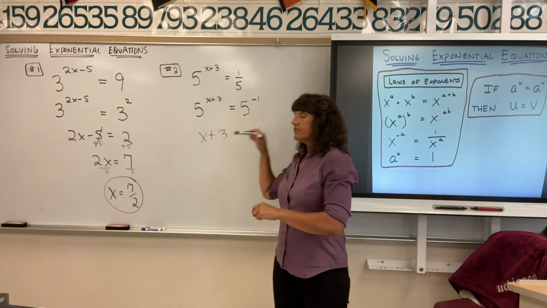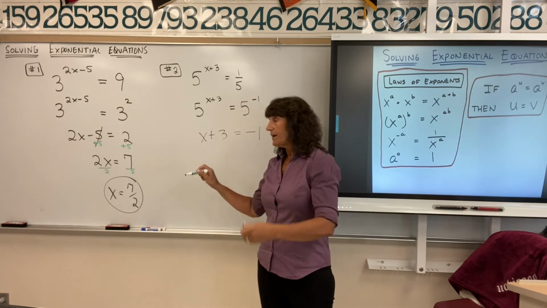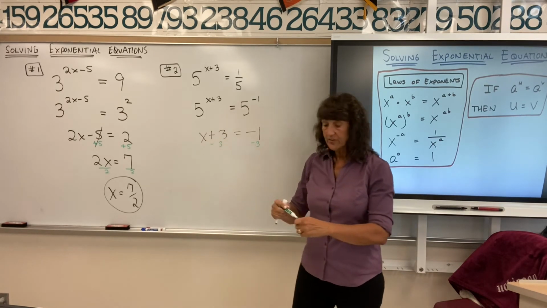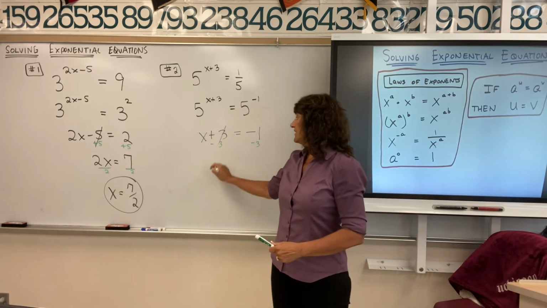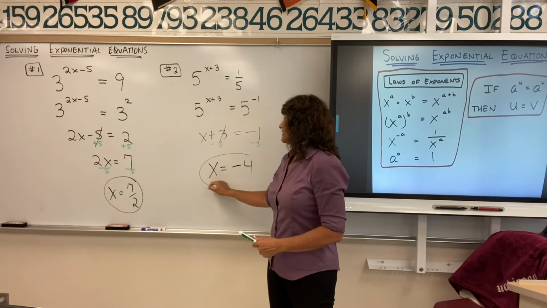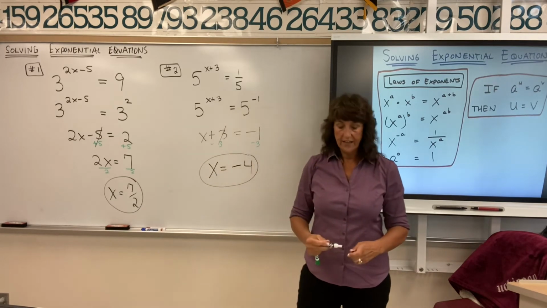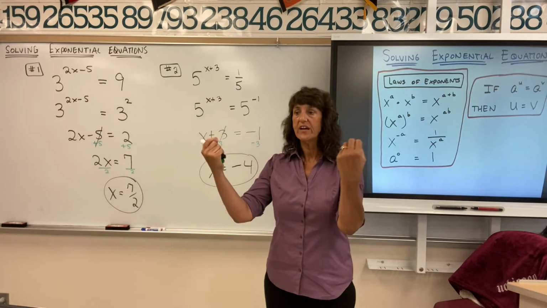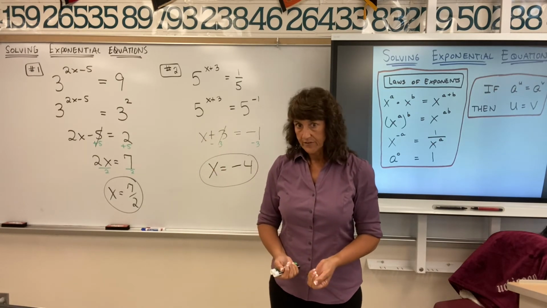We don't want x plus 3, we want x by itself. So subtract 3 from both sides of the equation. The 3's cancel, so x is negative 4. Here's your answer for example 2, x is negative 4. To solve an exponential equation, you want to break both sides down to the same base.